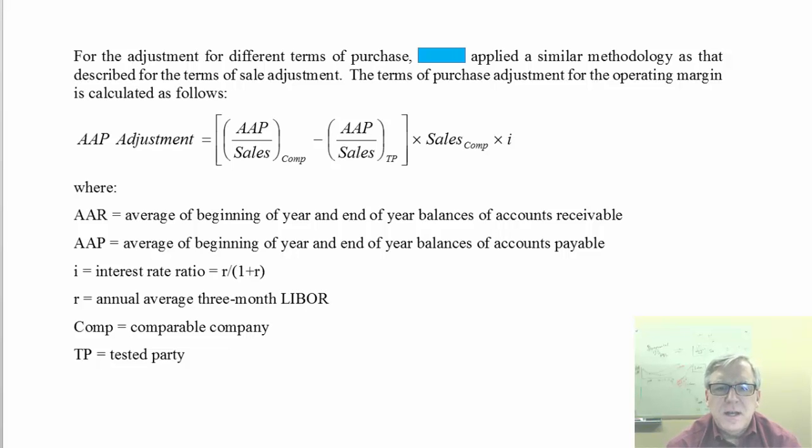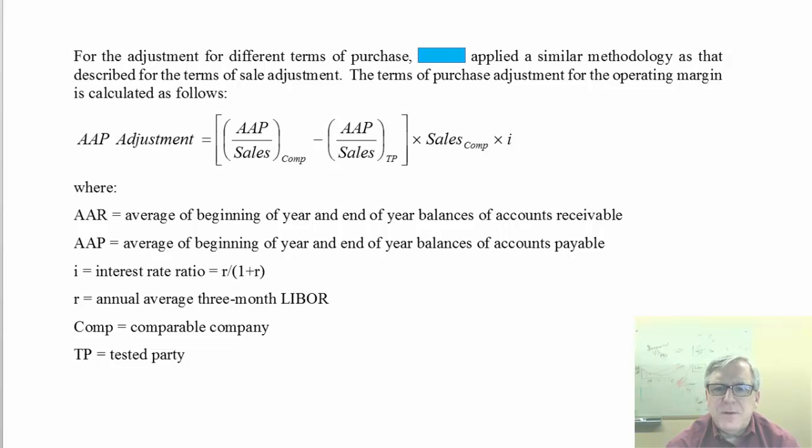Essentially, the amount of the adjustment starts by taking the accounts payable, the AAP, meaning the average accounts payable. We take the beginning of the year and the end of the year number and average them together. That is the accounts payable relative to sales of a comparable, and from that we subtract the same ratio for the tested party. Of course, if they had the same ratios, that would come out to 0 and there'd be no adjustment. But suppose that they're different.